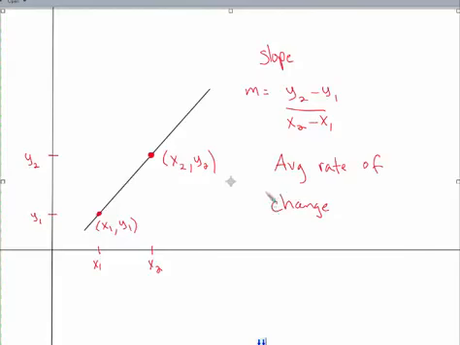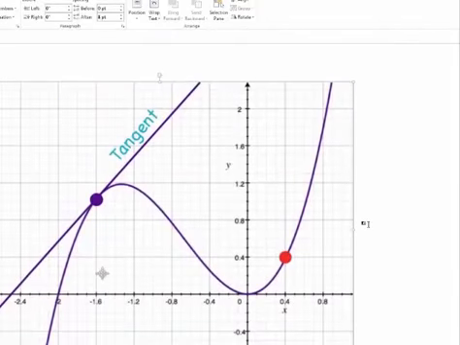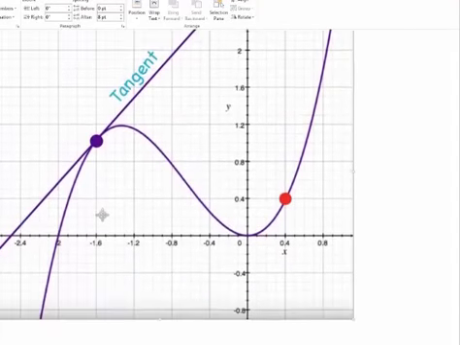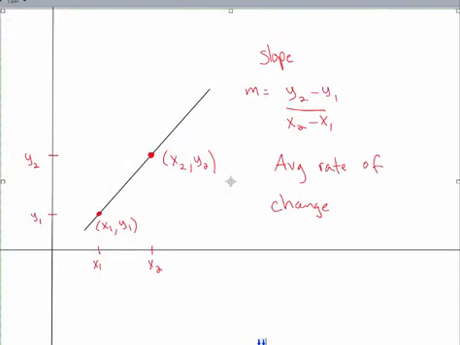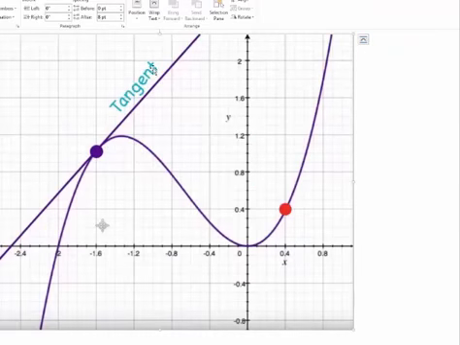So now let's explore another idea. Let's say we need to find the slope of a line tangent to a curve. For example, right here we have this curve, and this line is tangent to this curve at this one point. So we need to find the slope of this tangent line.